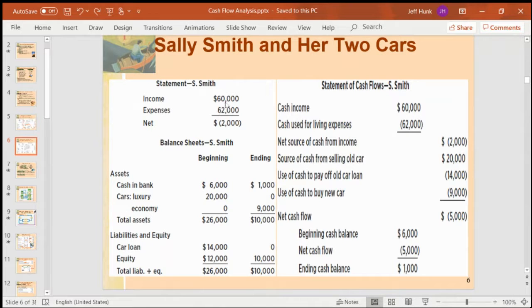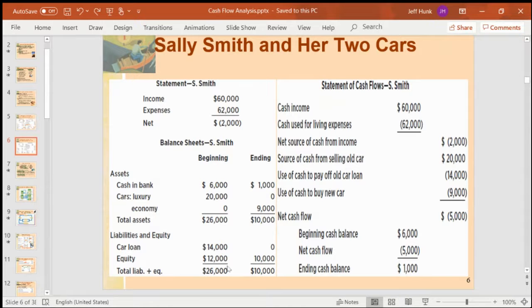So in this case, take a look at her. Let's take a look at her income statement. Her annual income at the end of the year was 60K. Her expenses were 62K, so she lived beyond her means. So her net income was negative 2K.